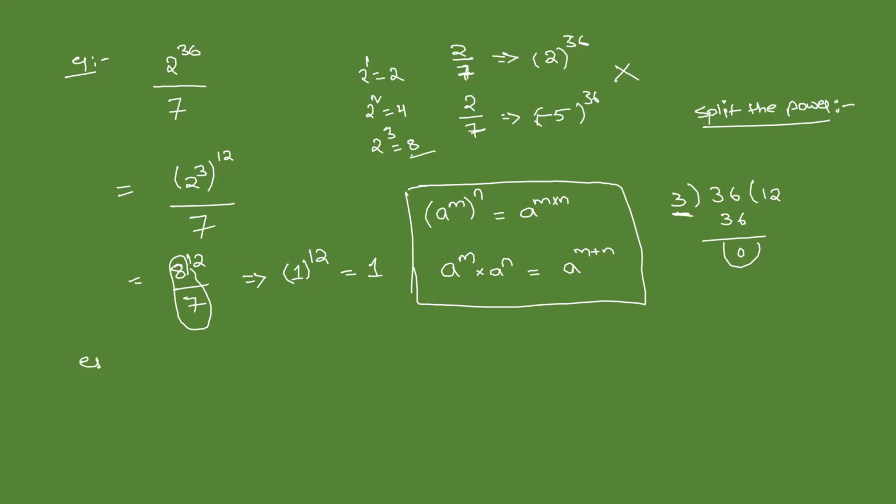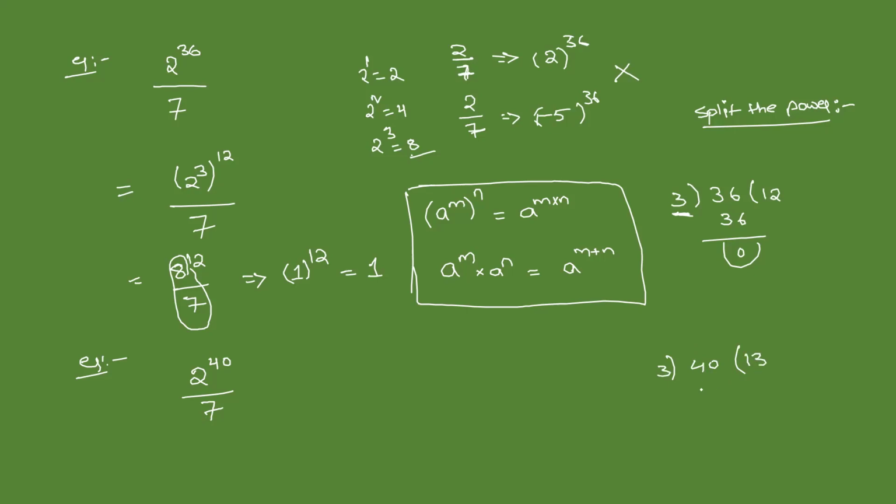Similarly, we will see one more example. 2 power 40 by 7. I just changed the power for better understanding. Same question, right? Instead of 2 power 40, if I have 2 cube, I can write it as 8. So my requirement here is 2 cube as usual. So now what I will do? I will divide 40 with 3.